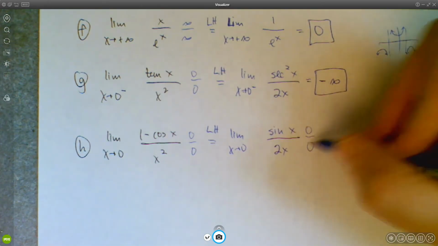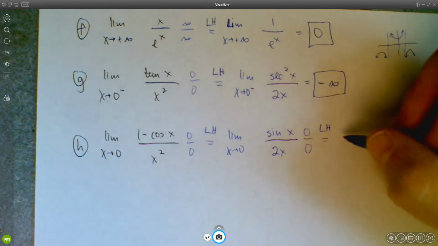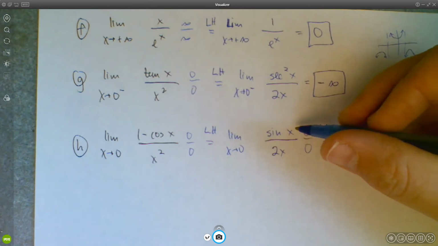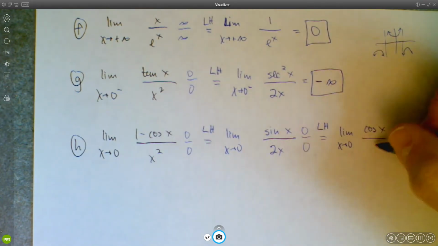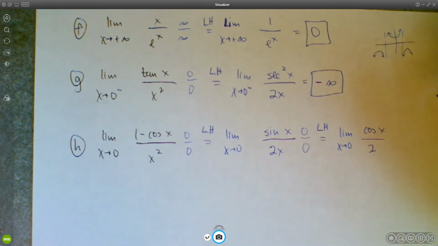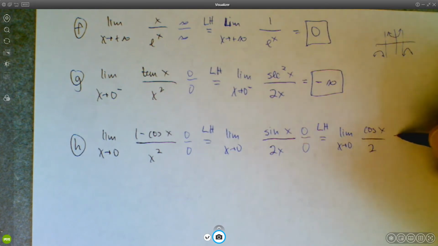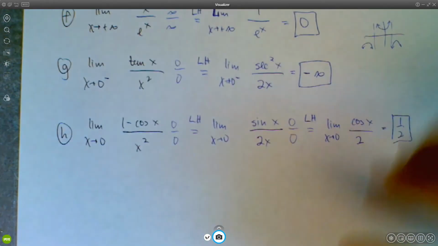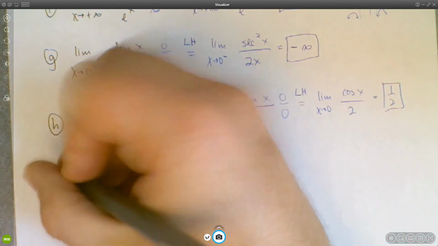So again, we're getting 0 over 0. So I'm going to apply L'Hopital's rule a second time. So this is going to be limit as x approaches 0 of derivative of sine x is cosine x, and derivative of 2x is just 2. So now when I plug in 0, cosine 0 is 1, I just get 1/2. Okay. So that's another example where we use L'Hopital's rule repeatedly. And one more. One last example.